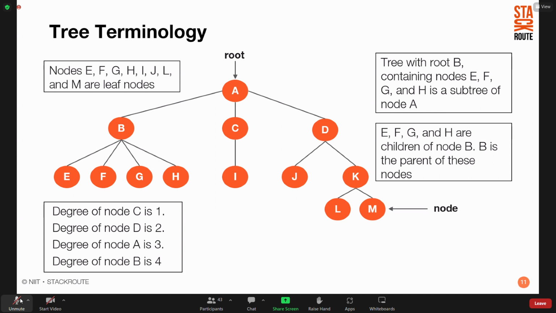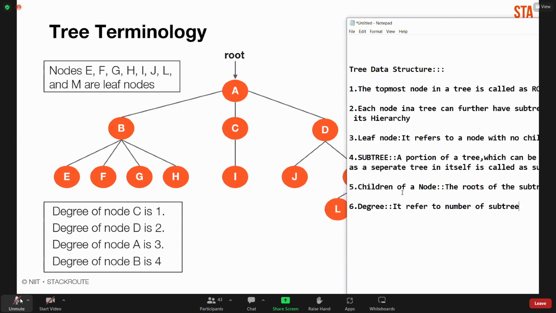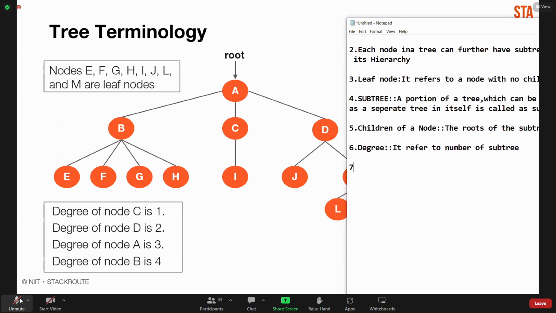The connections between A-B, A-C, and A-D are called, technically, edges. Ma'am, basically the number of subtrees of each node is known as degree. Correct. I cannot go through all the subtrees till the leaf node. Basically, from one node, how many subtrees are there? That is called degree.